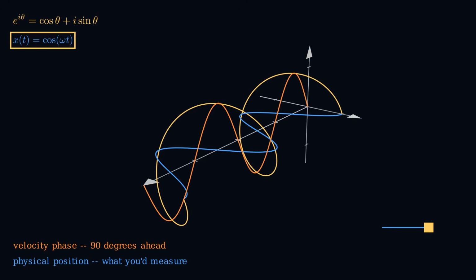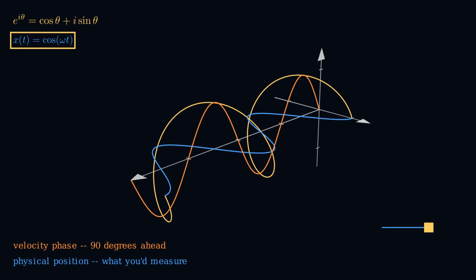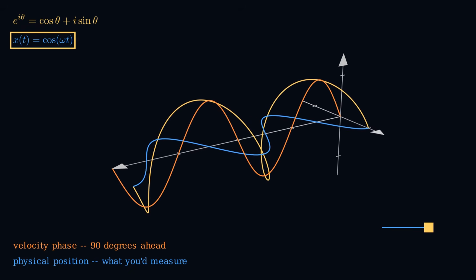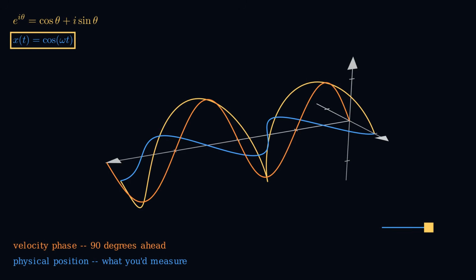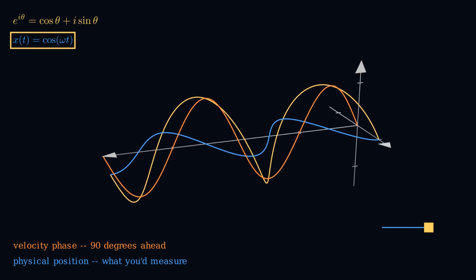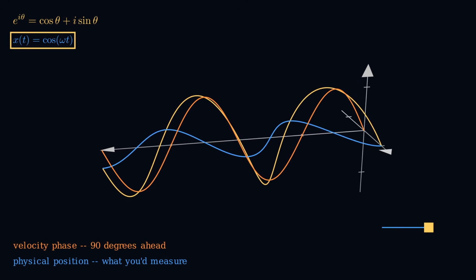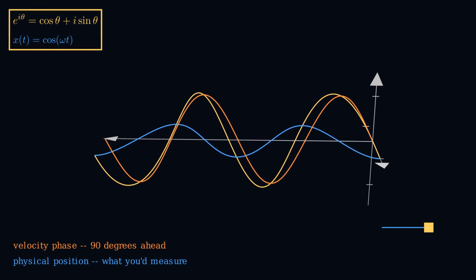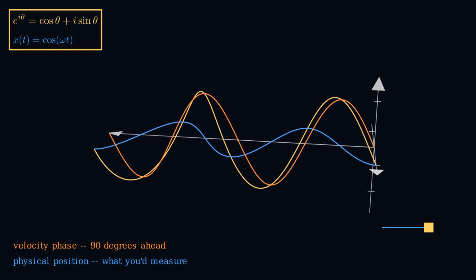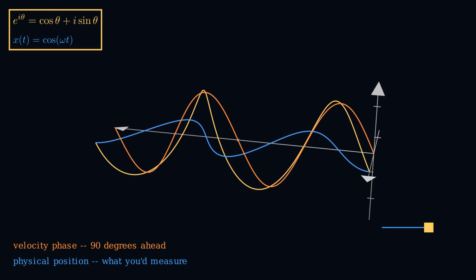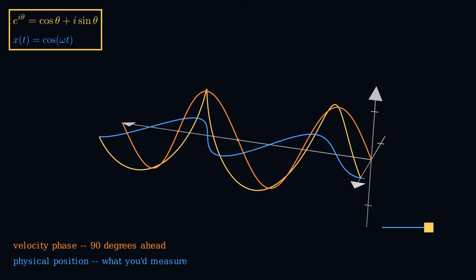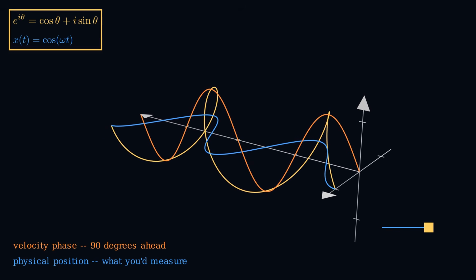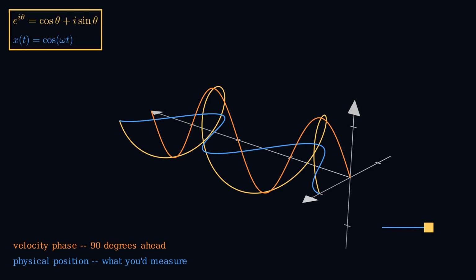The imaginary part, sine omega t, isn't wasted. It tracks the velocity, phase 90 degrees out of step with position, which is physically correct. Velocity peaks exactly when position crosses zero. A single complex number, rotating steadily around the unit circle, is secretly carrying both position and velocity at once. The physical position is just the shadow it casts on the real axis as it spins.